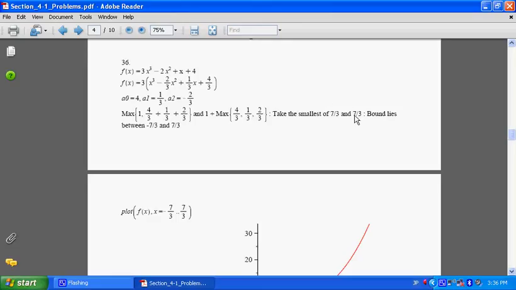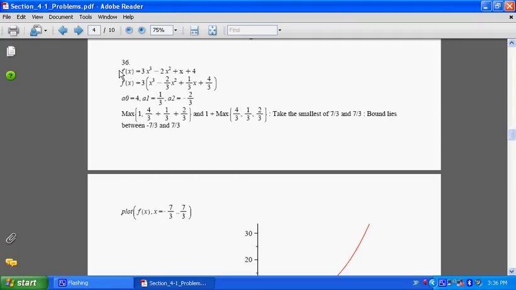The second maximum we have to calculate is 1 plus the maximum between all the coefficients we're considering. In that case, the largest one looks like it's going to be 4/3. So 1 plus 4/3 is also 7/3. So our other term is going to be 7/3 too. We take the smaller value if we had one. Here they're both equal, so we can take either one. So we'll take 7/3, and our bound will lie between negative 7/3 and positive 7/3.